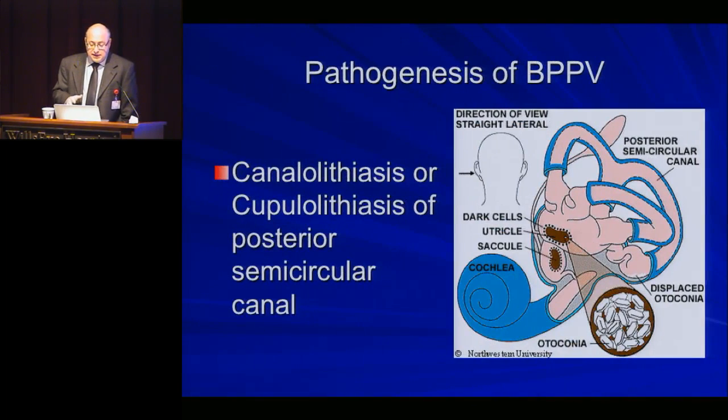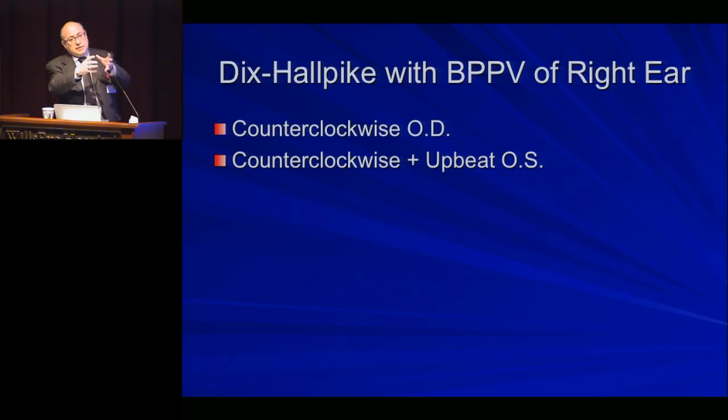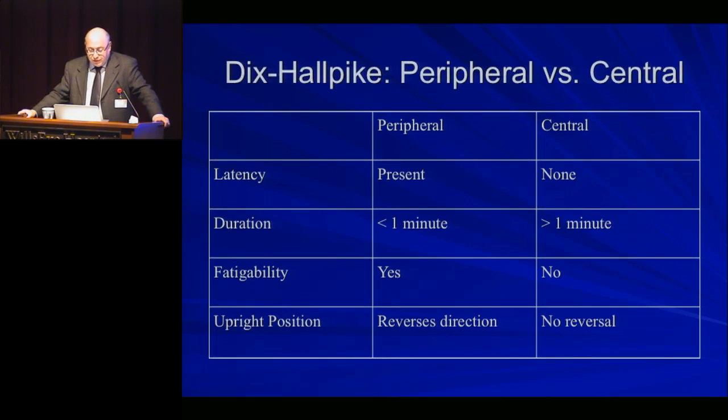The pathogenesis is either canalolithiasis or cupulolithiasis. It's these little particles that move and stimulate the posterior semicircular canal. If you have this in the right ear and you do a Dix-Hallpike and tilt the patient back towards the right, you'll get a counterclockwise nystagmus in the right eye, and a counterclockwise plus upbeat nystagmus in the left eye. So here's the one exception where a peripheral nystagmus can have a vertical component. You can also have central positional vertigo, but that's quite rare.